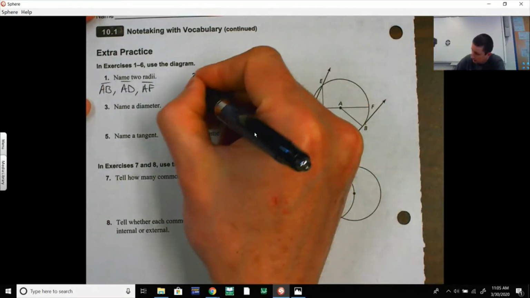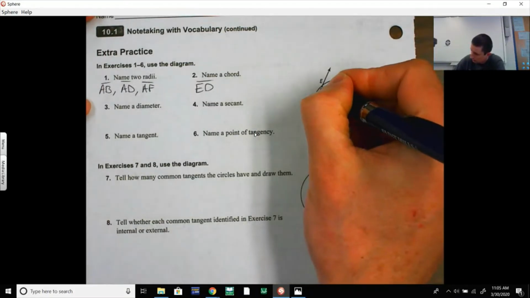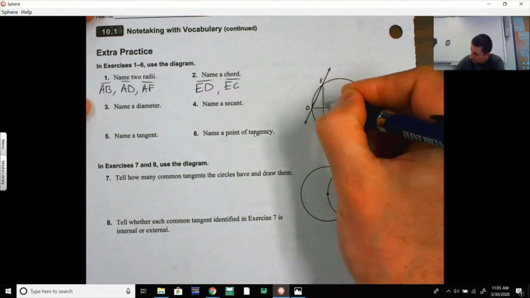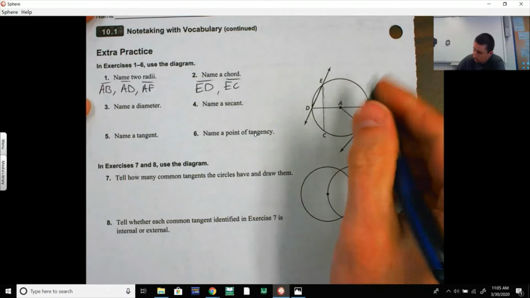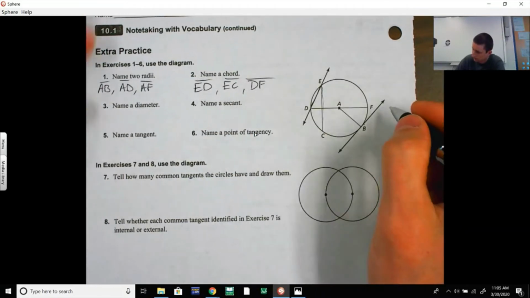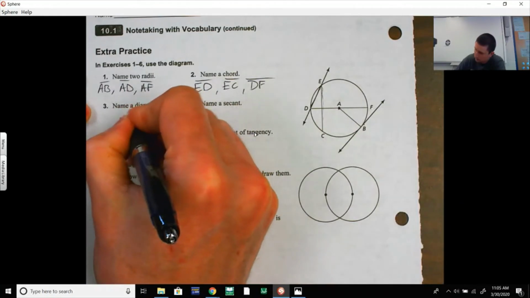Name a chord. Well, we could do ED. That'd be a chord. We could do EC. That'd be another chord. Or a fancy chord would be actually the diameter, DF. You could do DF all the way across. Name a diameter, DF. Has to be that one, the only one shown.